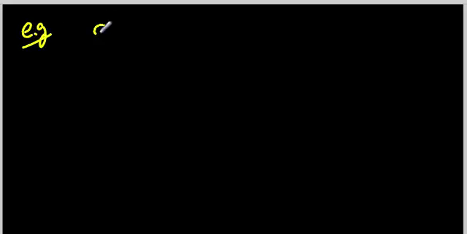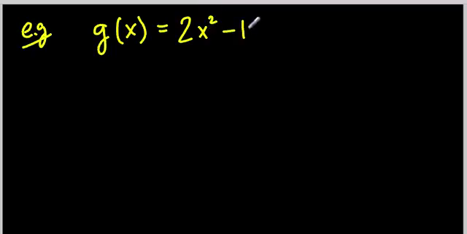So now let's say I give you something called g of x. Instead of f, I just call it g. It doesn't really matter what we call it. Just remember that x is the input and g of x, this whole thing, is the output. So in this case, g of x is 2x squared minus 1. Let's go over a couple of examples.